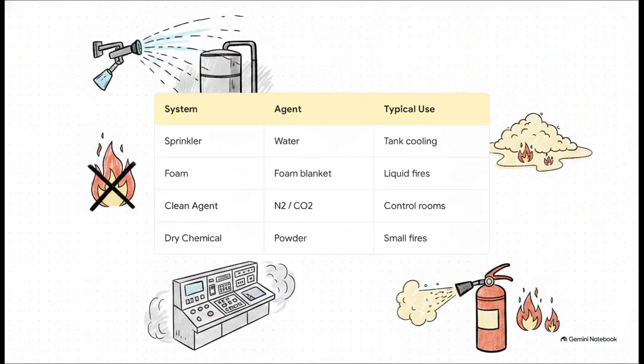Now, if the absolute worst-case scenario happens and a fire breaks out, you need to know exactly which suppression agent to use. You can't just spray water on everything. Water sprinklers are fine for general cooling, but for a highly flammable hydrocarbon fire, you need foam. For those expensive, sensitive electronics in the control room, you use CO2 or a clean agent gas. And for smaller, localized fires, dry chemical powder does the trick. As a competent engineer, matching the exact right tool to the hazard is your job.